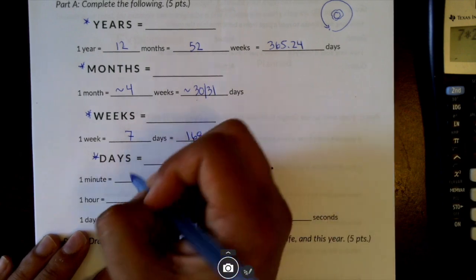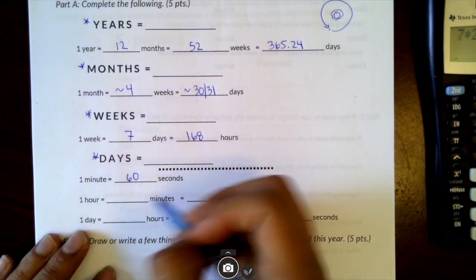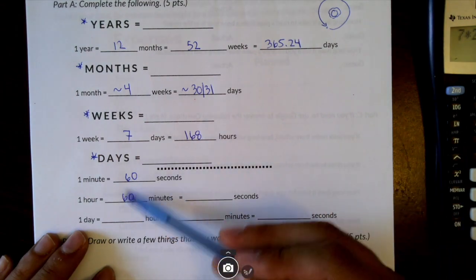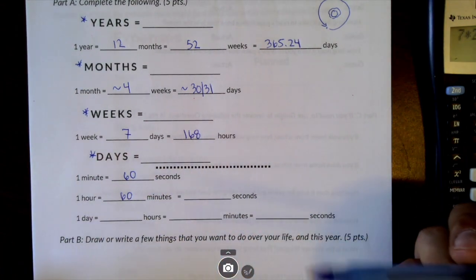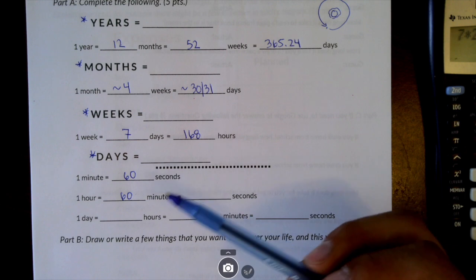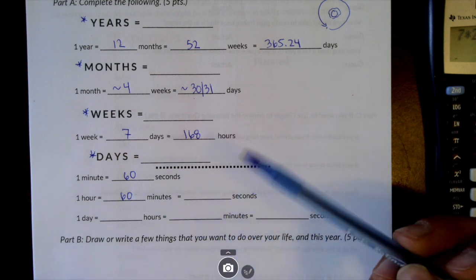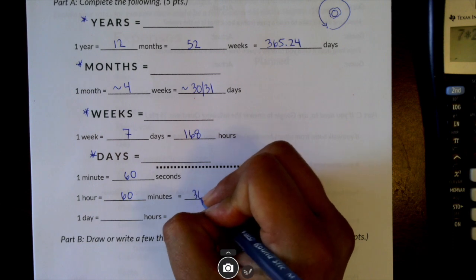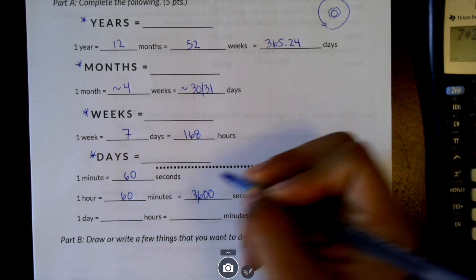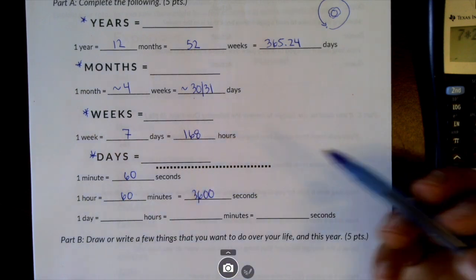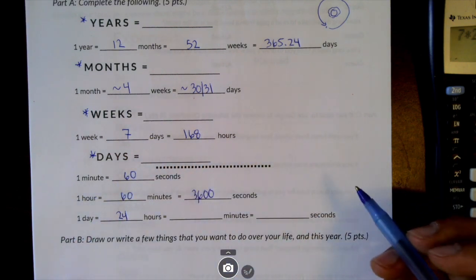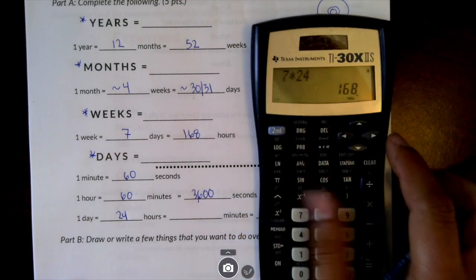A minute is 60 seconds. 1 hour is 60 minutes. And the reason it's 60/60 is because that goes back to the Babylonians. In terms of seconds, 1 hour is 60 times 60, so that's 36, and then 2 more zeros, so 3,600 seconds is 1 hour.